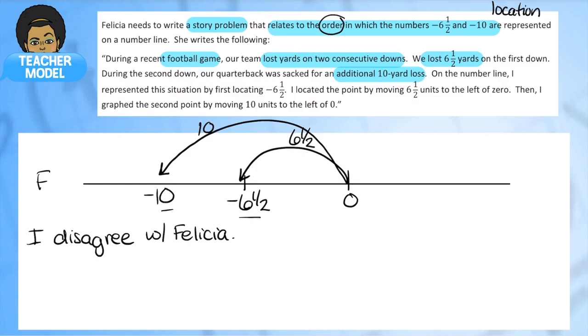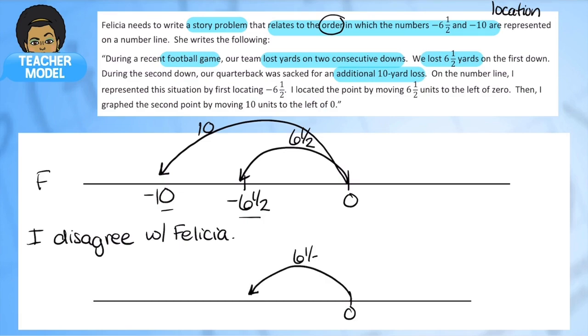Because we're talking about the order of 2 events, and this is how my story would be modeled. So we're starting at 0. We know that he sacked 6.5. So I'm going to show the same loss, going to the left 6.5 to get to -6.5. But then what's the second ordered thing that happens? The second thing that happens in the story is that they lose another 10 yards. So she is losing another 10, so I'm moving 10 more to the left, and I will get to -16.5.